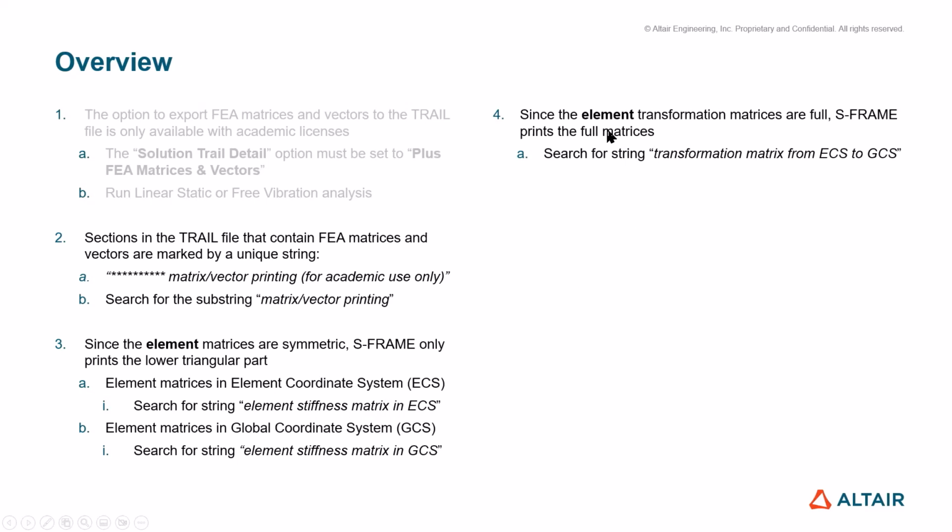Now, the element stiffness, mass, stress stiffness, etc. matrices are symmetric. So S-Frame will only print the lower triangular part, as we will see very shortly. The element transformation matrices, these are the ones that transform from element coordinate system to global coordinate system. These ones are full matrices. They're not symmetric. So you should expect to find the full 12 by 12 matrices in the trail file.